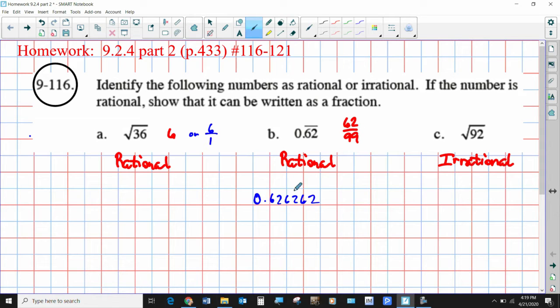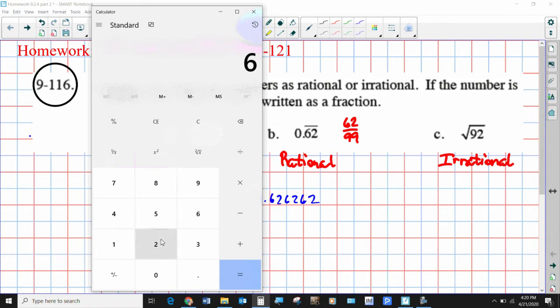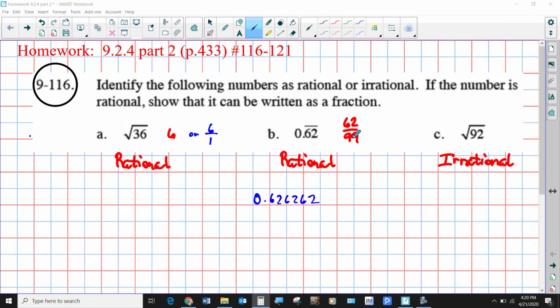I could go through and show you the algebraic process, but this one actually fits in with that pattern that we had learned with problem 104, I think it was. So most of you probably can see that that is going to be 62 over 99. Now, if you wanted to prove it, go ahead and pull up the calculator, take 62 divided by 99, and see that you get, yes, 0.626262, repeating. So that's a rational number because it's written as a fraction.